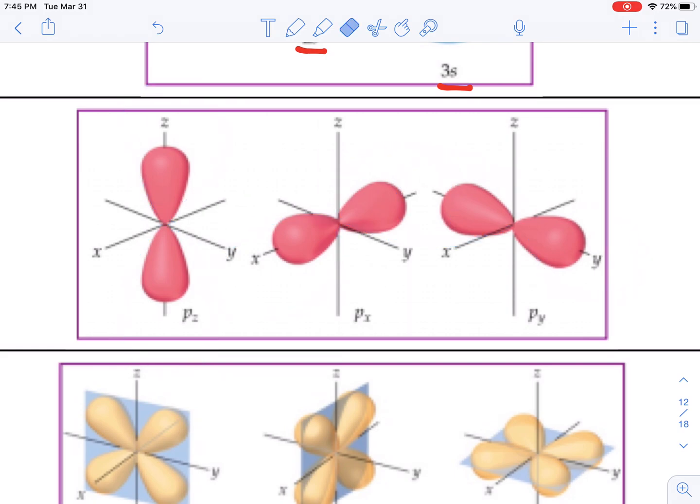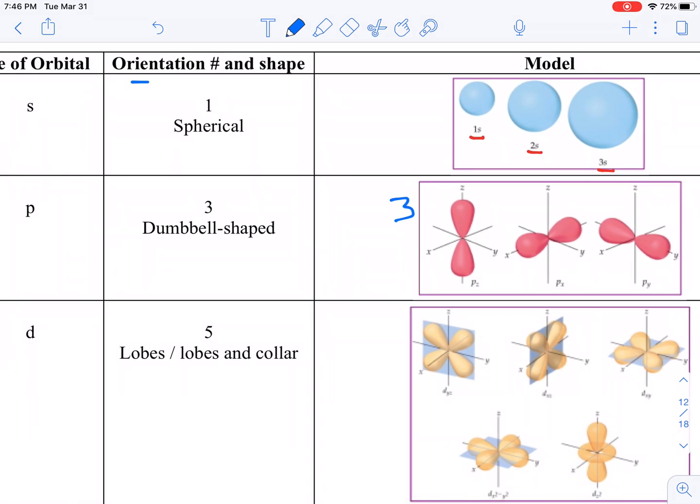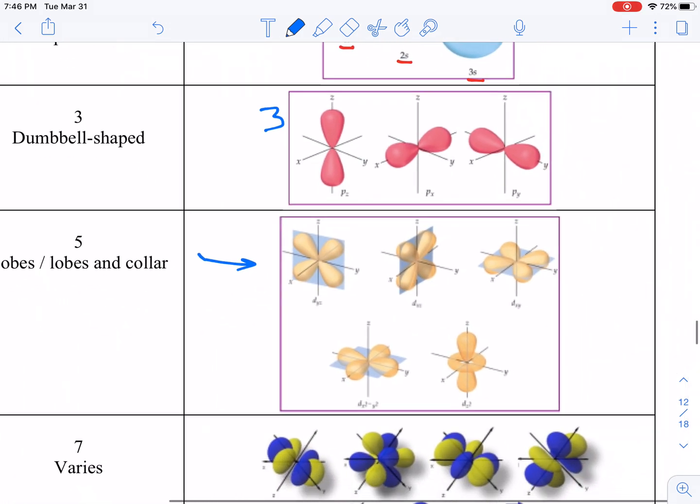So let me erase those, and let's notice something, right? So there are 3 different orientations for p orbitals. They can be along the x-axis, the y-axis, or the z-axis. And so if you're playing around here, check out the number of orientations and shape column and notice how it goes up by odd numbers. So we go from 1 to 3, and it's no surprise then, for d, we have 5 shapes.